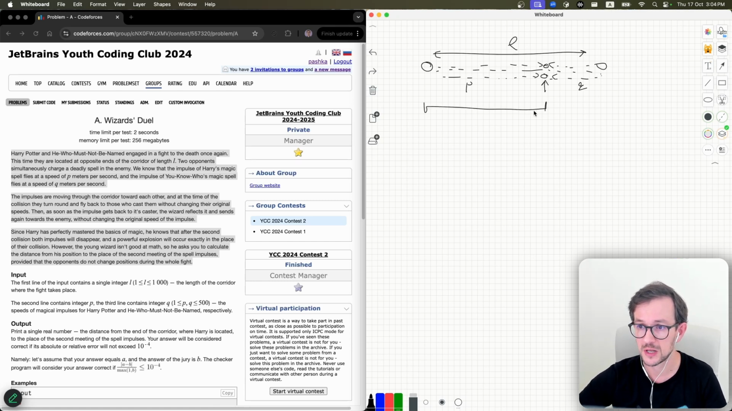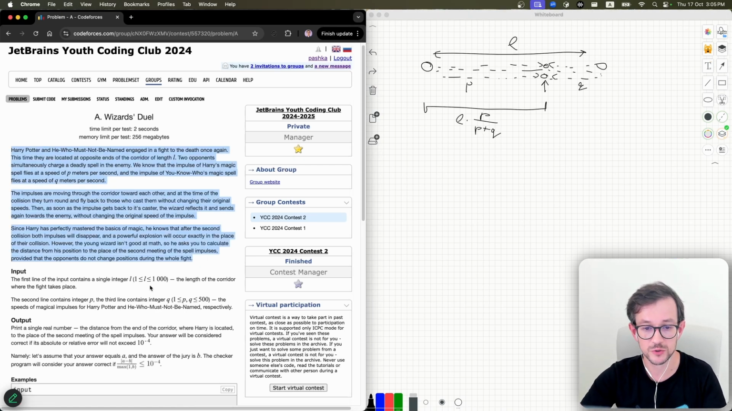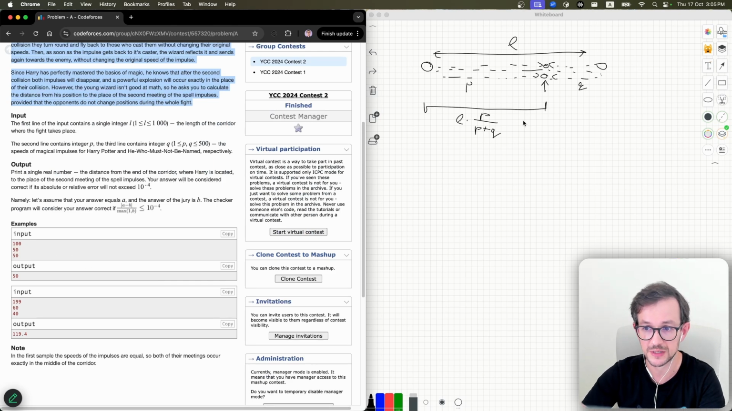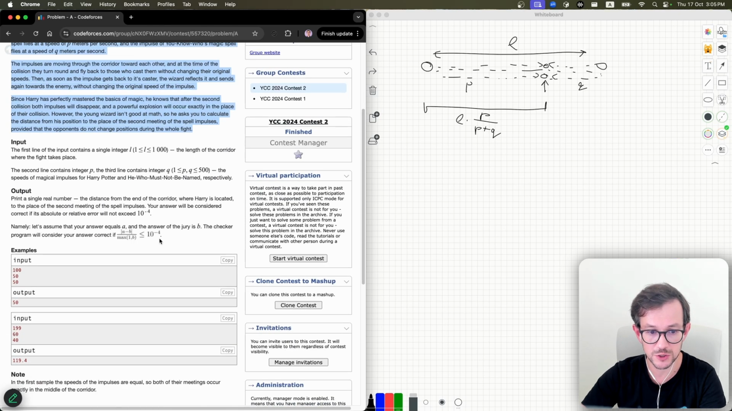So you calculate the length of this segment. The lengths of these two segments correspond to p and q. So the length of this segment will be L multiplied by the ratio of this part, which is p divided by p plus q. That's all. That's the whole problem. So what do you need? You need to read three numbers and output this number. What can go wrong? Not that much actually.